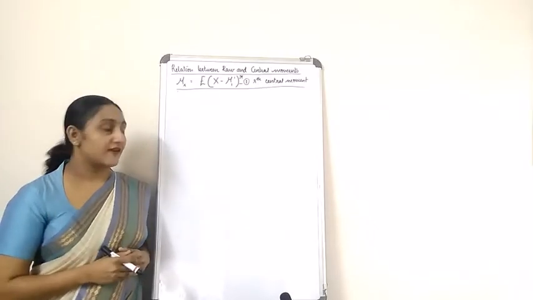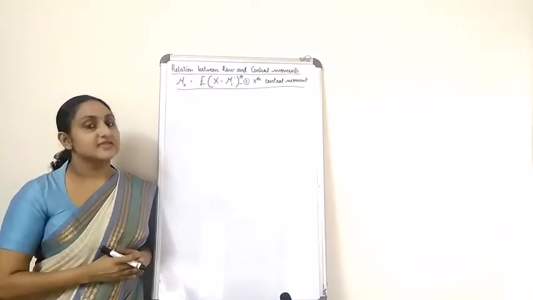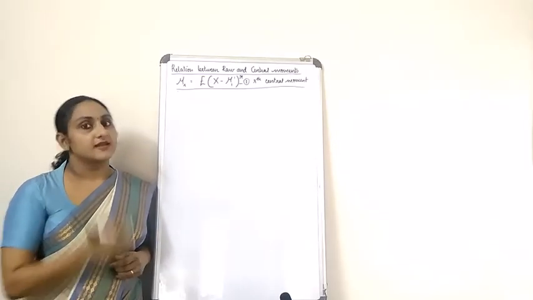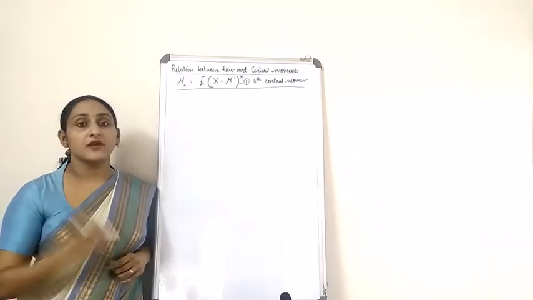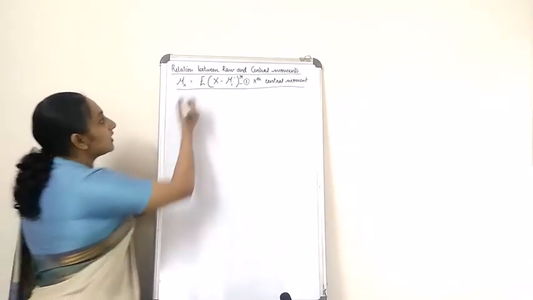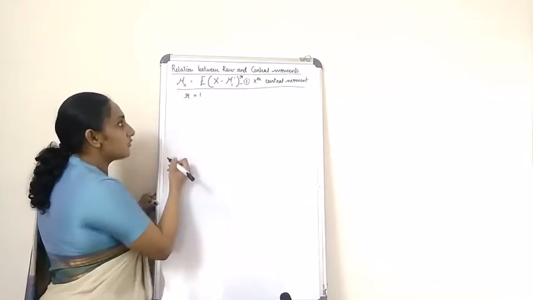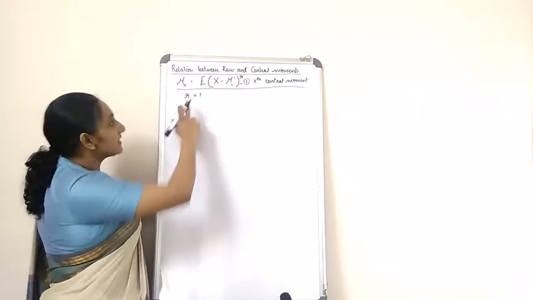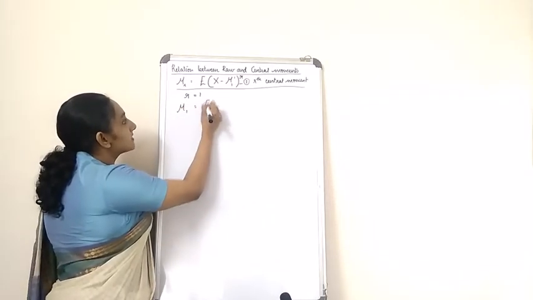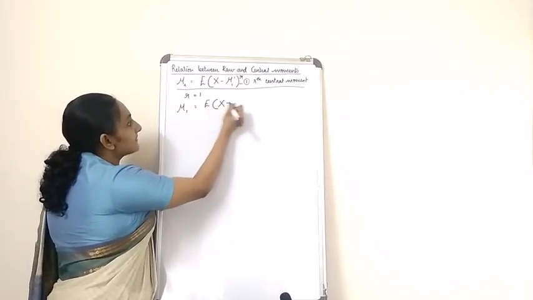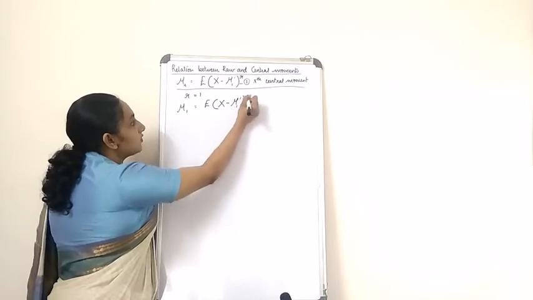Now we are going to find out the first central moment using this particular equation. In order to find the first central moment, I am going to put r equal to 1 in this first equation. When I do that, I get mu1 is equal to the expectation of (x minus mu1 dash) the whole raised to 1.